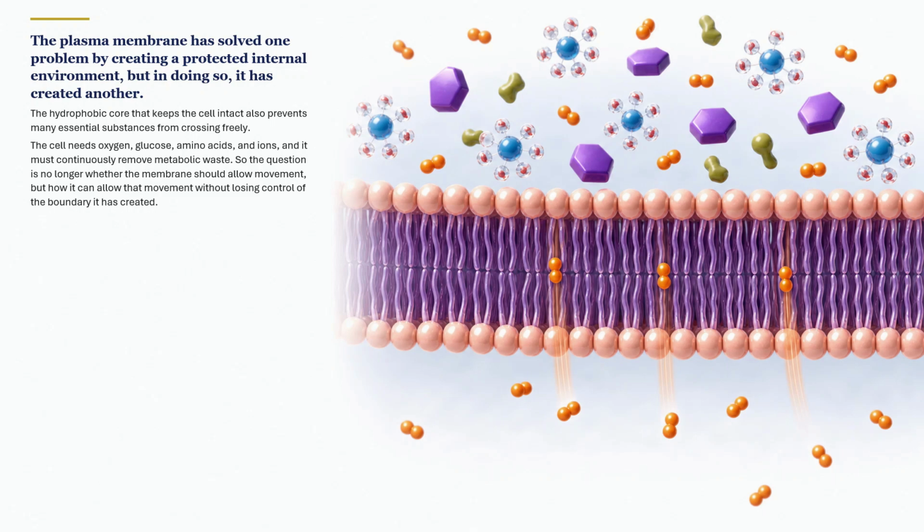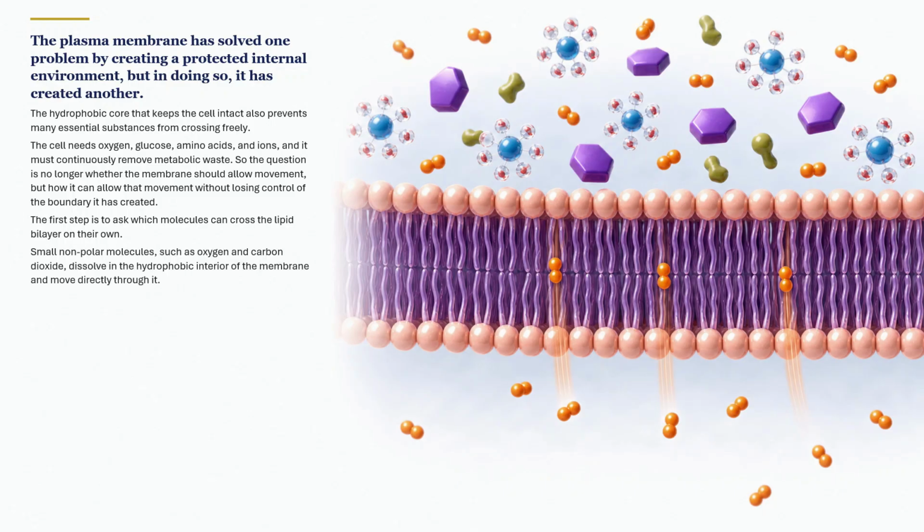So the question is no longer whether the membrane should allow movement, but how it can allow that movement without losing control of the boundary it has created. The first step is to ask which molecules can cross the lipid bilayer on their own. Small, non-polar molecules, such as oxygen and carbon dioxide, dissolve in the hydrophobic interior of the membrane and move directly through it. This is simple diffusion.